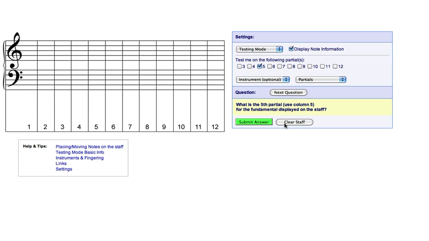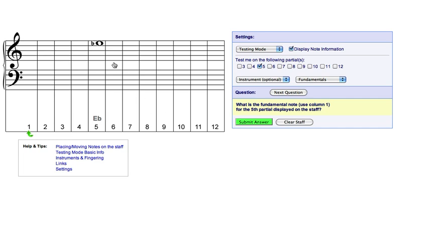Now let's look at another aspect of what we can do here. This one is probably even much more important when you start working through it. Instead of having it look for the partial, let's have it look for the fundamental, because that's what's going to be most useful to you as a director. So when we ask a question, it's going to place a fifth partial and then ask us to figure out where the fundamental is, and that way we'll know how it might fit on a certain instrument.